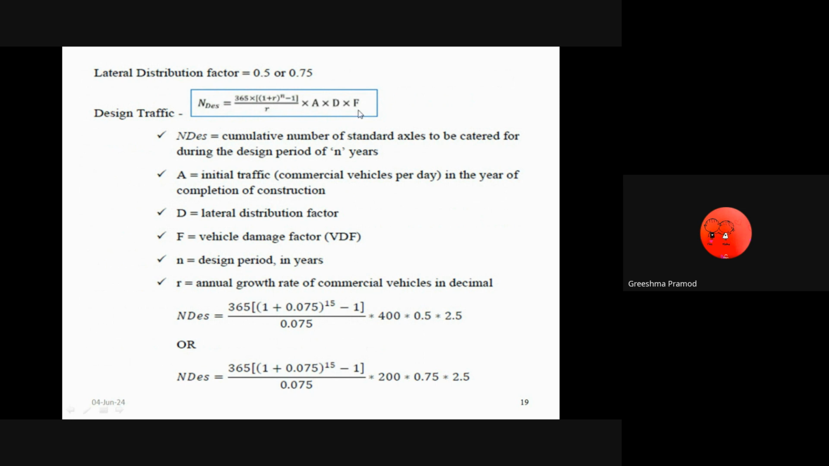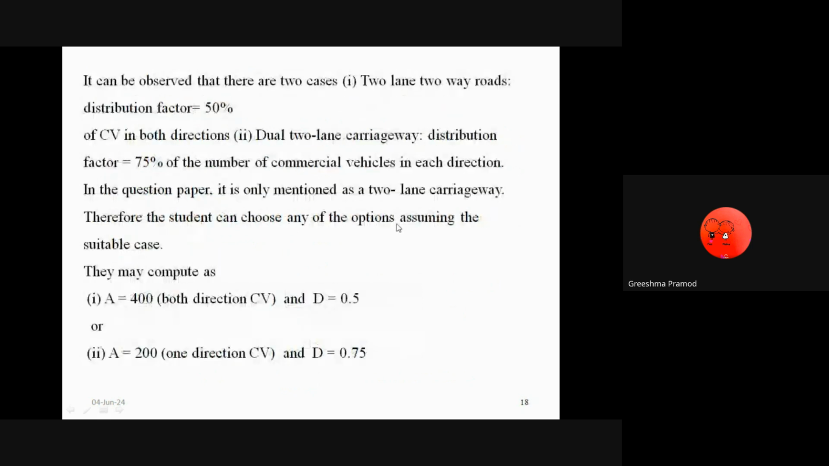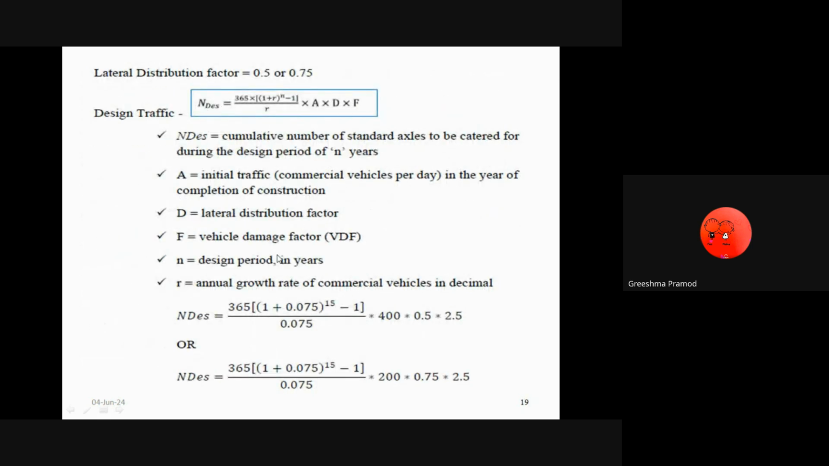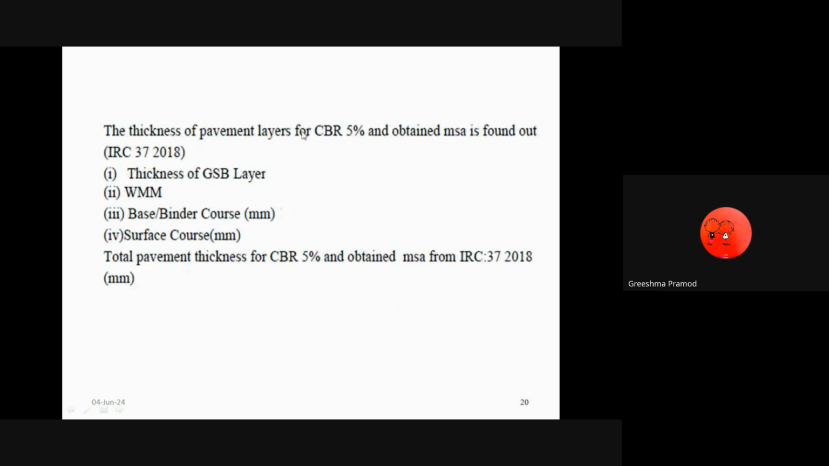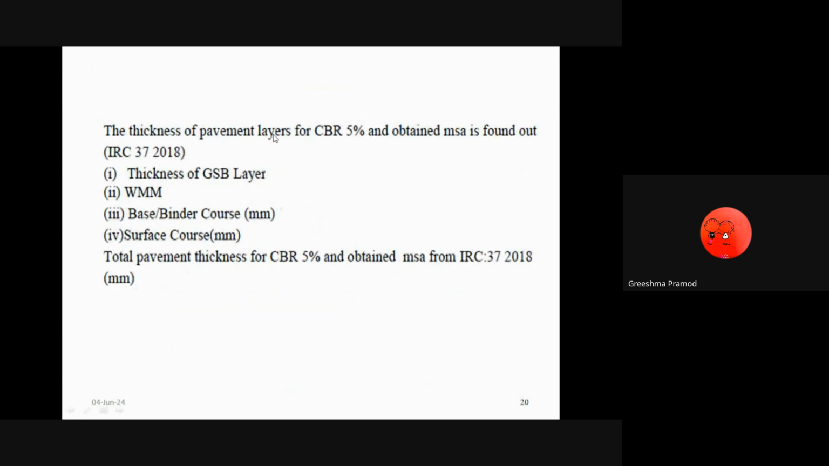Then F is the vehicle damage factor, which is given to you in the question as 2.5 standards. So you just multiply this, you'll get a value for this. You just consider the first equation. When you do this, you'll be getting a value in 6 digits or 7 digits. That in 6 digits you need to consider. So here the traffic MSA value you will be getting in MSA.